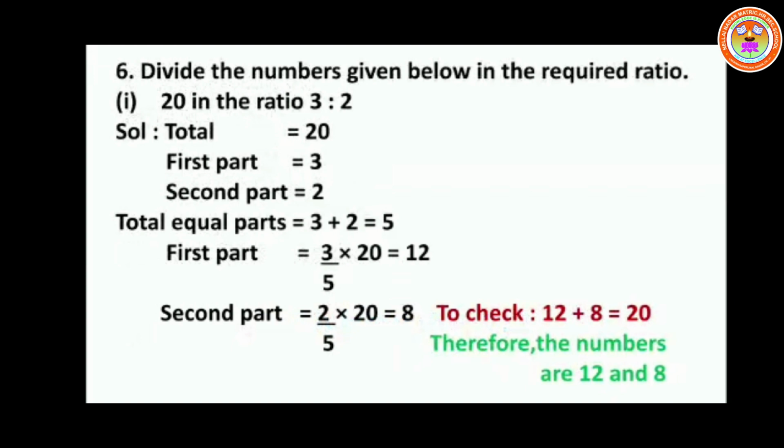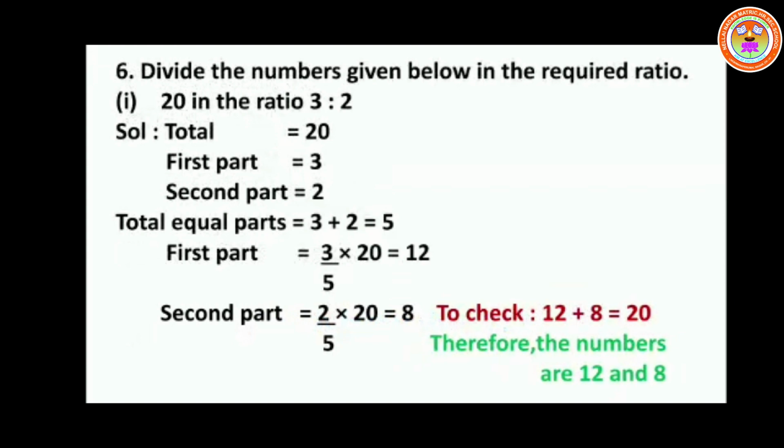2 divided by the total part 5 into your total 20. Again, the 20 can be cancelled by the 4 table. So 5 fours are 20, so 2 fours are 8 is your answer. Okay. Now whatever answer you got, whether it is correct or wrong, you can check it.